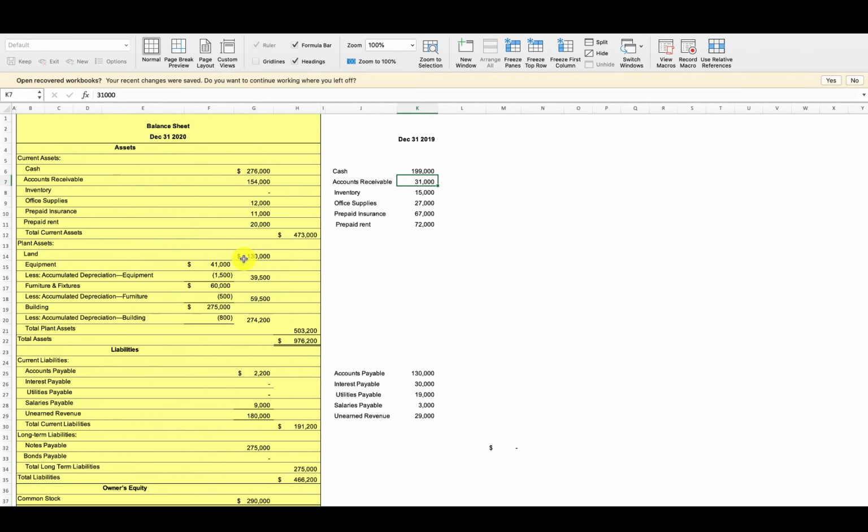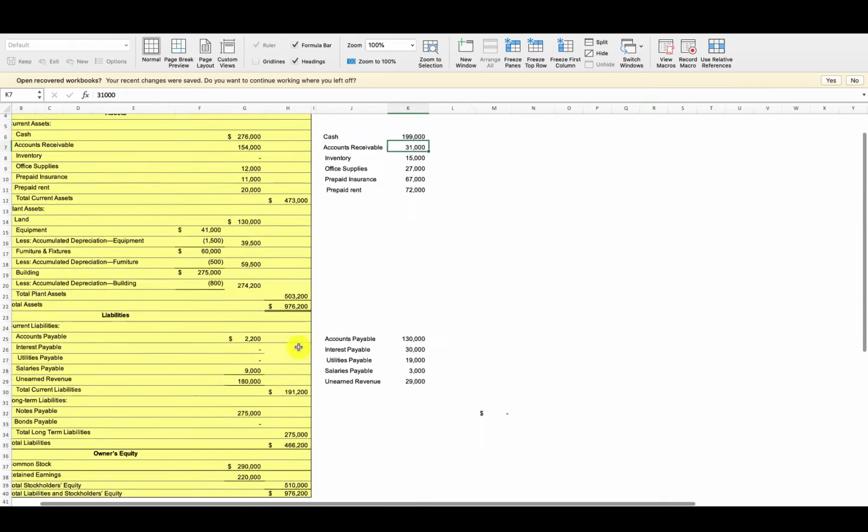Land never has depreciation on it. Depreciation represents the using up of an asset. Well, land is never really used up. There's no wear and tear on land. So I take my land plus my net equipment balance plus my net furniture and fixtures balance plus my net building balance. I add 130,000 plus 39,500 plus 59,500 plus 274,200, and I get 503,200. That's my total plant assets. So now that I have that 473,000 plus the 503,200, I add these two together to get my total assets of 976,200.